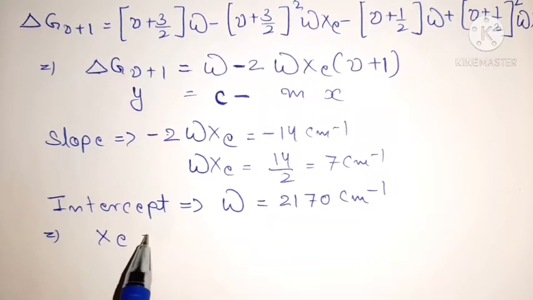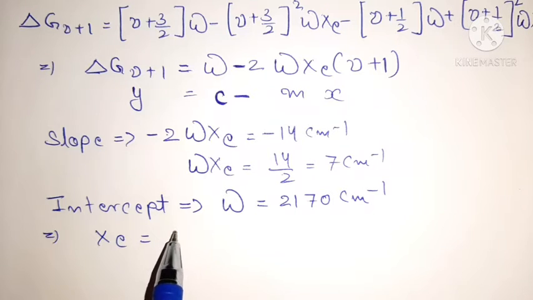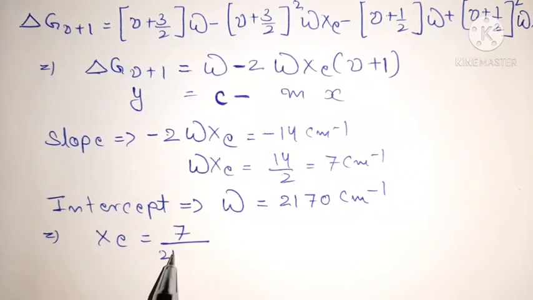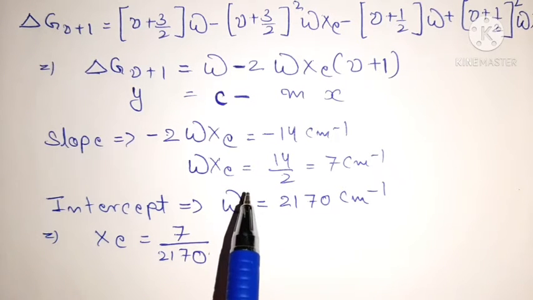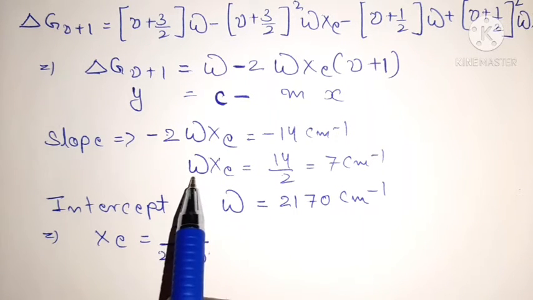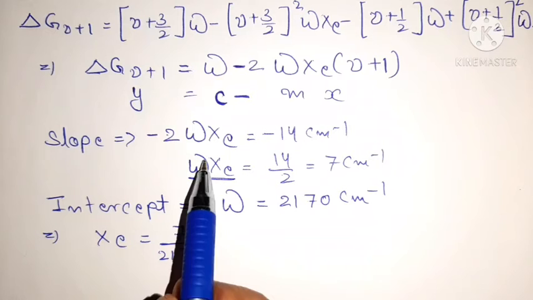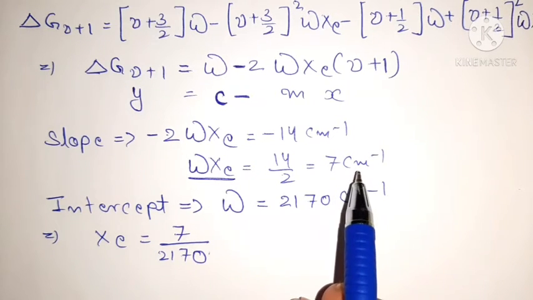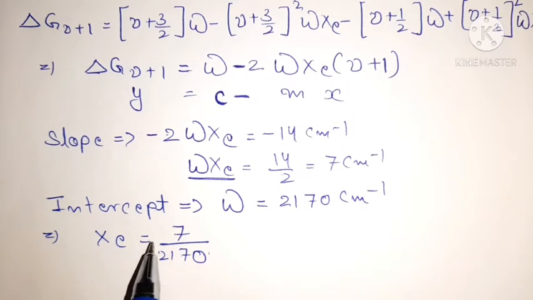Place the value of omega in this omega xe, so we get the value of xe. When you place the value of omega in this equation, this will be 2170 multiplied by xe is equal to 7 centimeter inverse. So xe is equal to 7/2170.